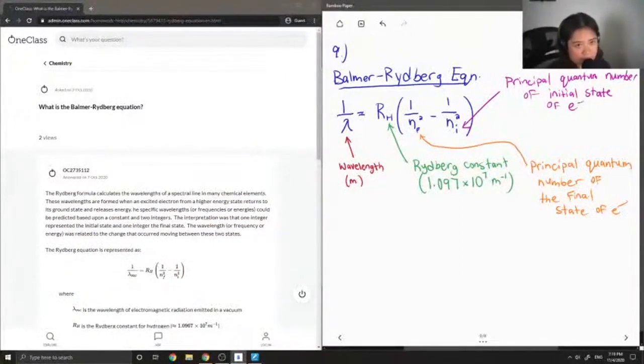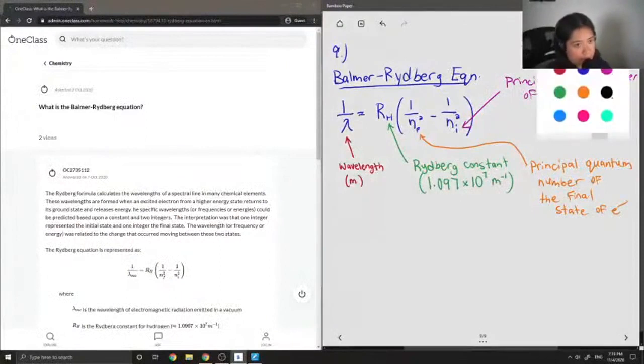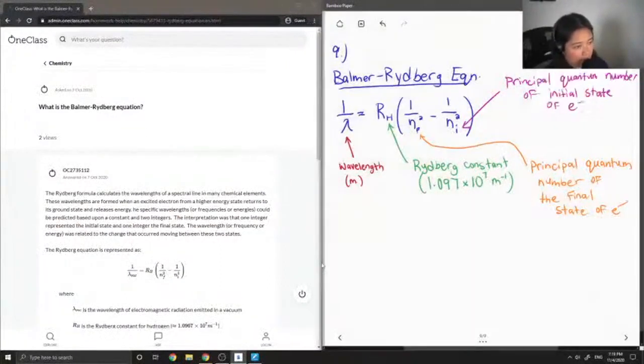So sometimes you'll have a question where they ask, like, what is the wavelength when an electron goes from a quantum state of n equals 4 to n equals 1? Then you would just plug it into this equation and then solve for wavelength.